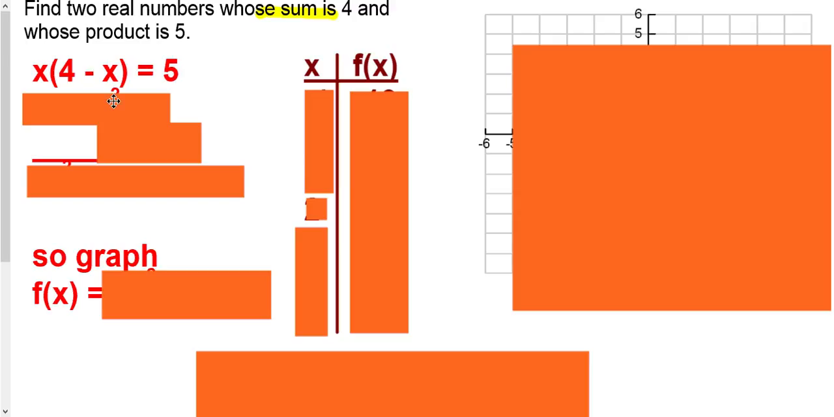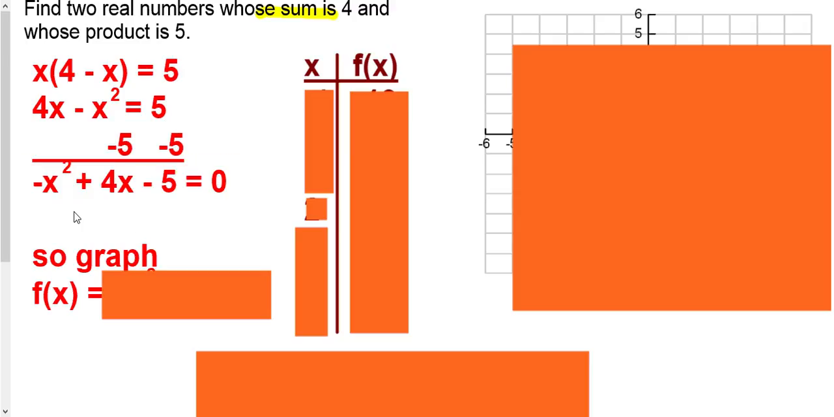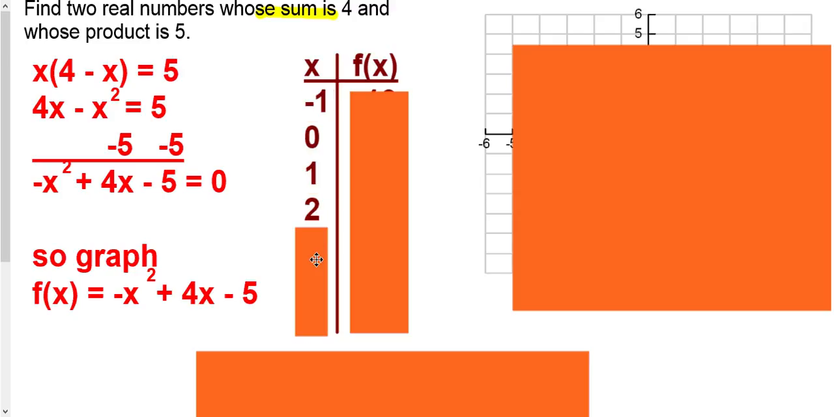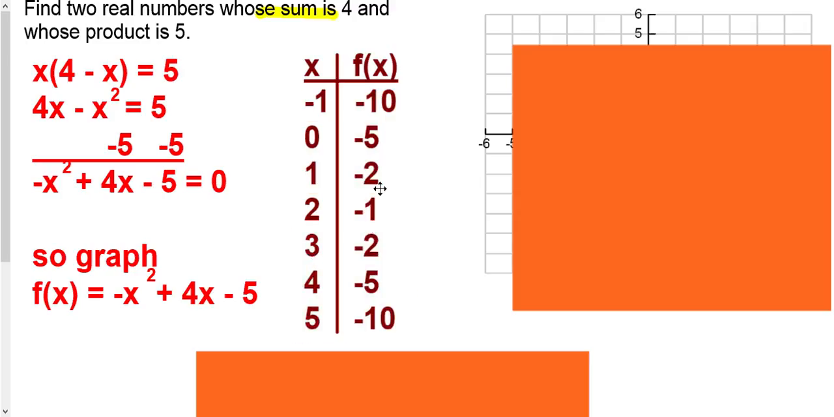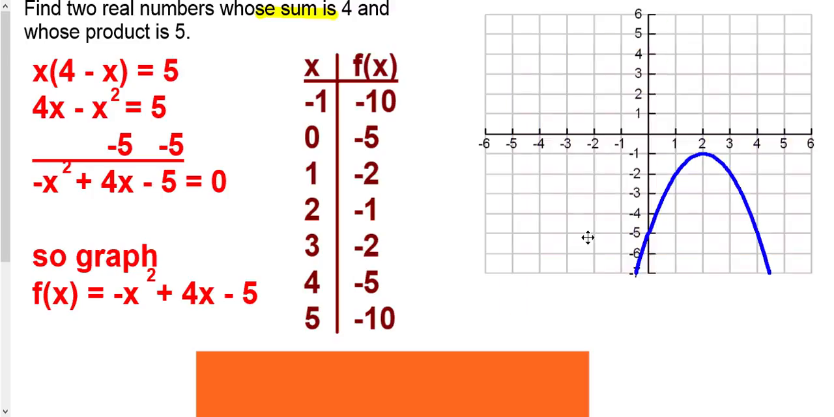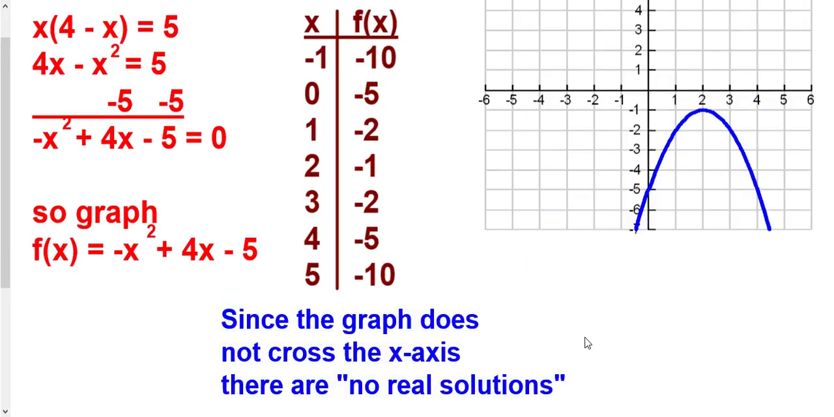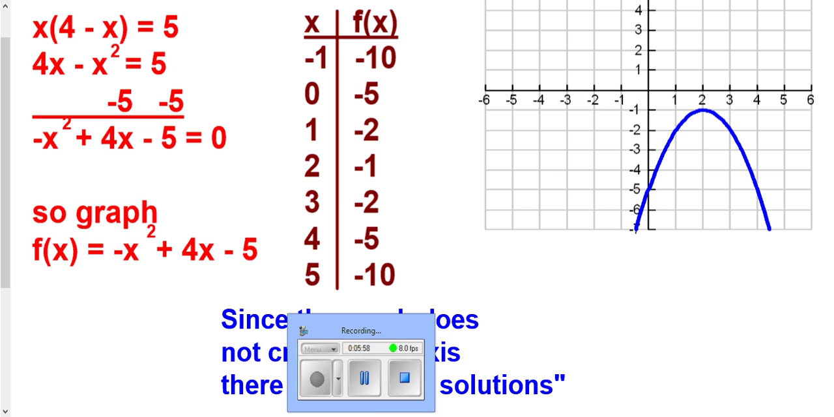This is our basic equation. We'll get rid of the parentheses. Now, if we're solving it by graphing, remember we want to get 0 on one side. So we have this. So we'll graph the equivalent function. We'll do the negative b over 2a. Choose 3 numbers on each side. Use your calculator to get your t-chart. Plot your points, and you get this. Now, since we don't ever cross the x-axis, we're going to say we do not have any real solutions.